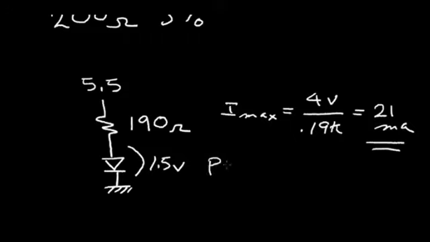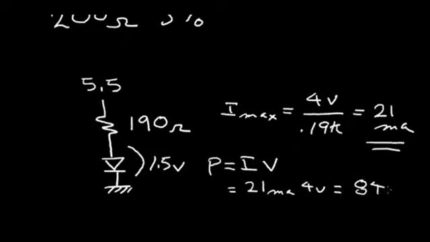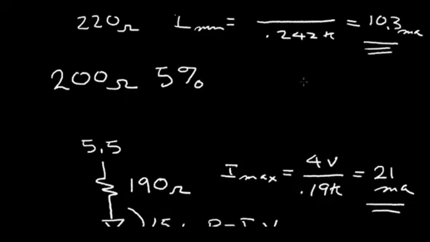Now recall that power is current times voltage. In this case, the current is 21 milliamps, and my voltage is 4 volts. And that is equal to 84 milliwatts. So if I use a 1/4 watt resistor, which should be 250 milliwatts, that should be quite safe. So I'm going to choose to use a 1/4 watt resistor, 5%, and 200 ohms.